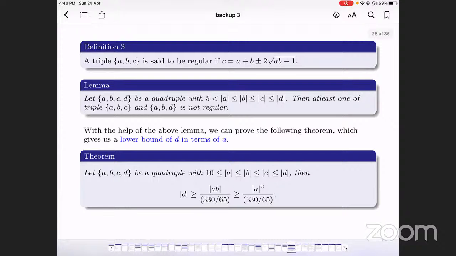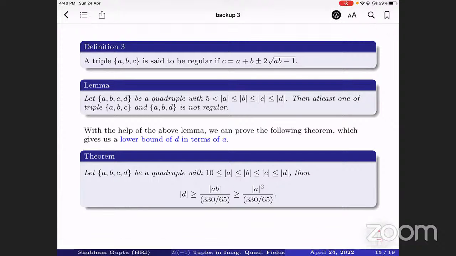Let (a, b, c, d) be a quadruple satisfying this condition. Then the absolute value of d is greater than or equal to this quantity, the absolute value of a squared divided by this one. So this theorem gives the lower bound of d in terms of a. Till now we have an upper bound of d and a lower bound of d.